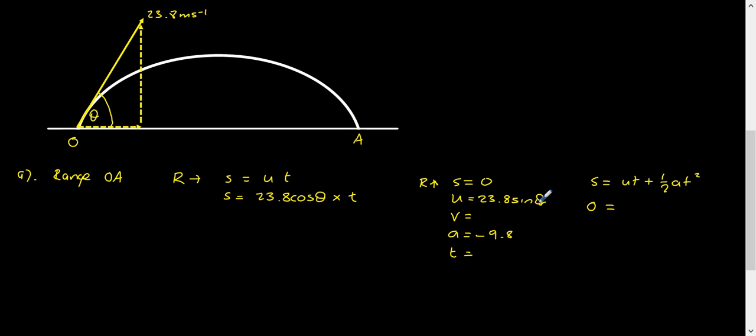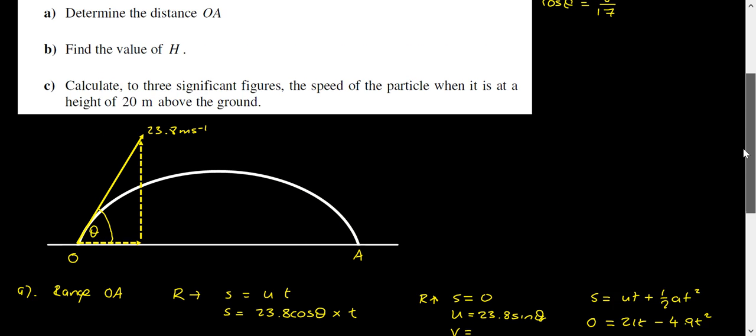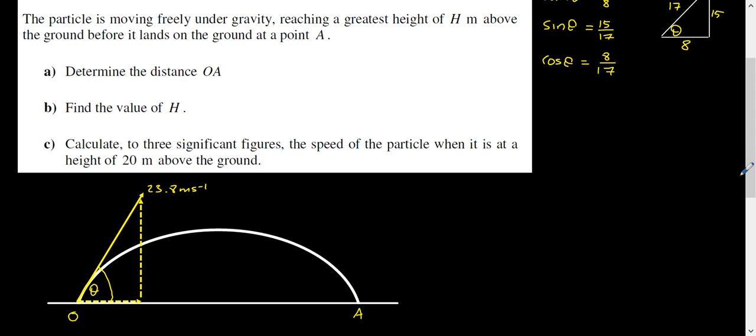Now, at this point, I'm just going to work out 23.8 sine theta, which is 23.8 multiplied by my sine theta, which was 15/17. And that's nice because it comes out as a whole number. So we've got 21t minus 4.9t squared. So again, just to summarize, this 21 is what you get when you do 23.8 multiplied by sine theta, where sine theta is 15/17.